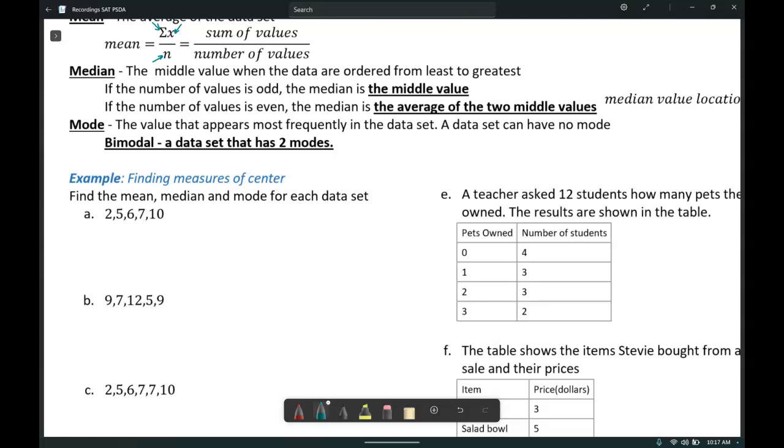So let's take a look at a few examples where we find measures of center with the mean, median, mode for different types of data sets. So we have the data set 2, 5, 6, 7, and 10. And we want to find the mean.